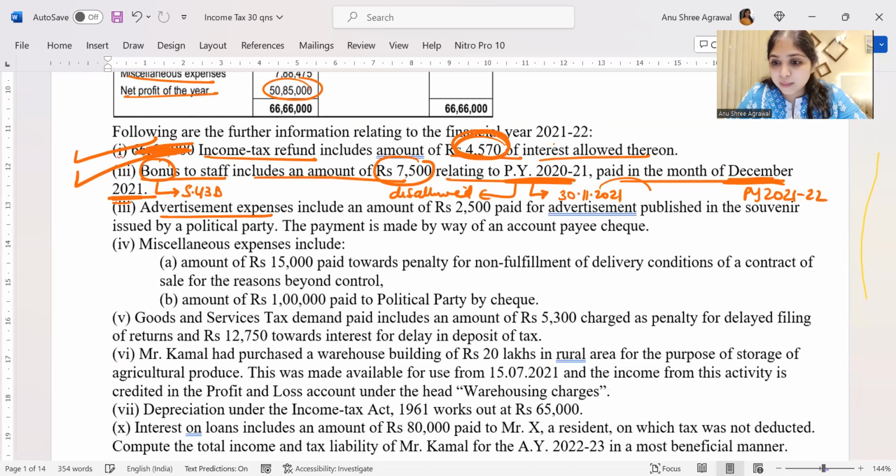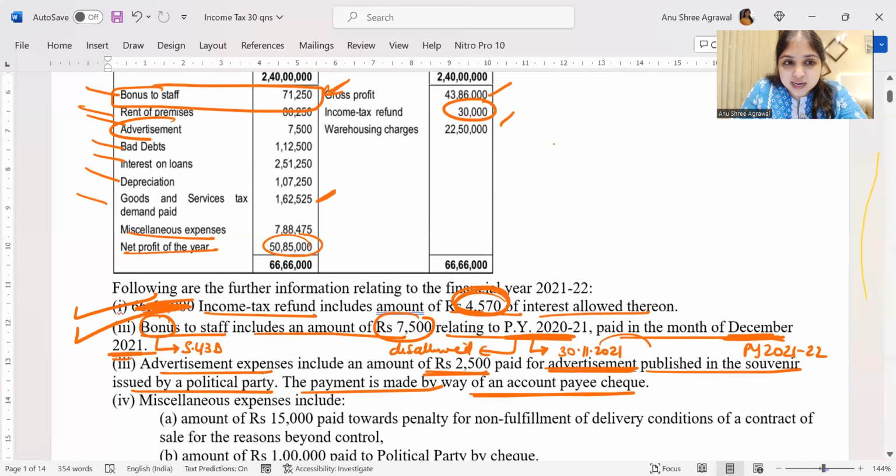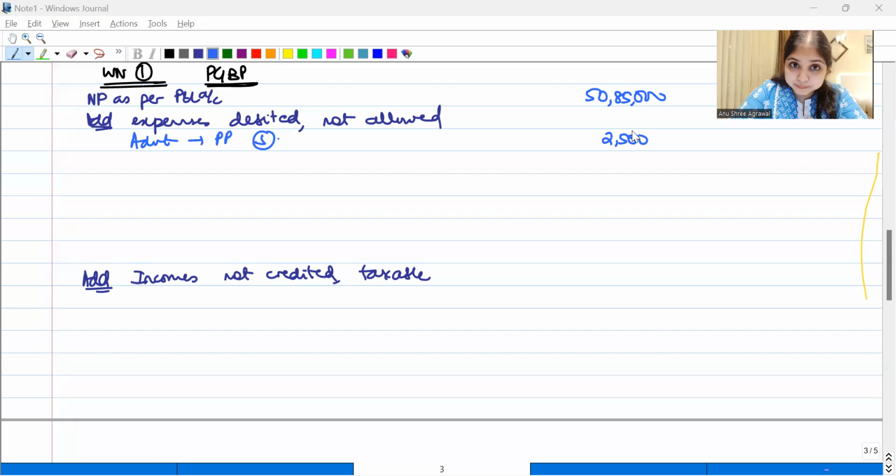Advertisement expenses include an amount of 2,500 paid for advertisement published in the souvenir issued by a political party. The payment is made by way of an account payee cheque. Now tell me about this. Advertisement 2,500 in souvenir. It is in a souvenir issued by political party. Tell me PGBP point of view. PGBP point of view, this advertisement number includes 2,500 towards political party publication. So PGBP, first of all, I will disallow. You know it. In PGBP, I will disallow. I'll add back advertisement in political party souvenir. What is the amount? 2,500.